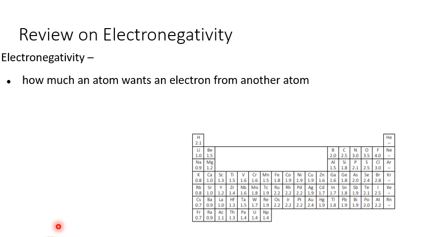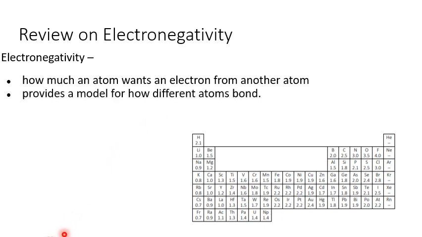So, what exactly does that mean? Well, it's almost how, I guess you could say, how greedy an atom is about an electron. So, how much it pulls on that electron towards itself in a bond. It does a lot for us. One thing it does is it provides a model for how atoms bond and how different atoms bond. It helps us predict what could happen if we know what's going on with electronegativity.